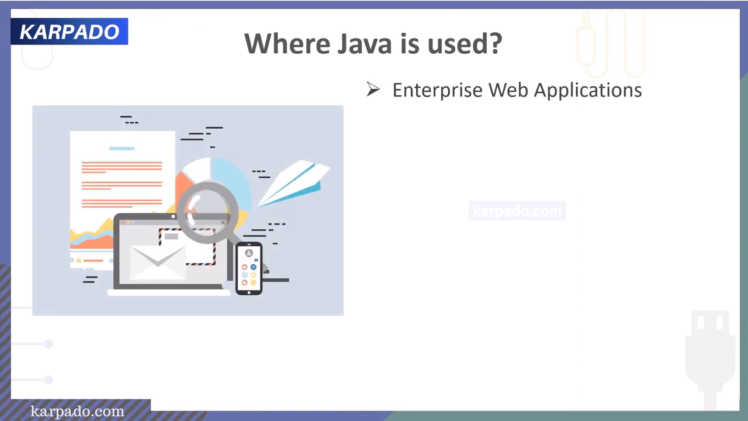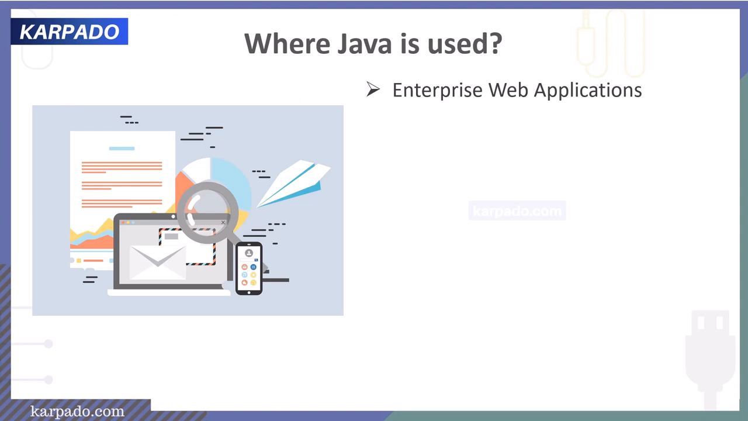Java is the most popular option for creating enterprise web applications. If you're wondering what a web application is, assuming that you're a beginner, then a web application is something that runs on a browser and can be accessed by multiple users across the globe over the internet. Some examples are a flight booking system, a banking application, or maybe an e-commerce website.